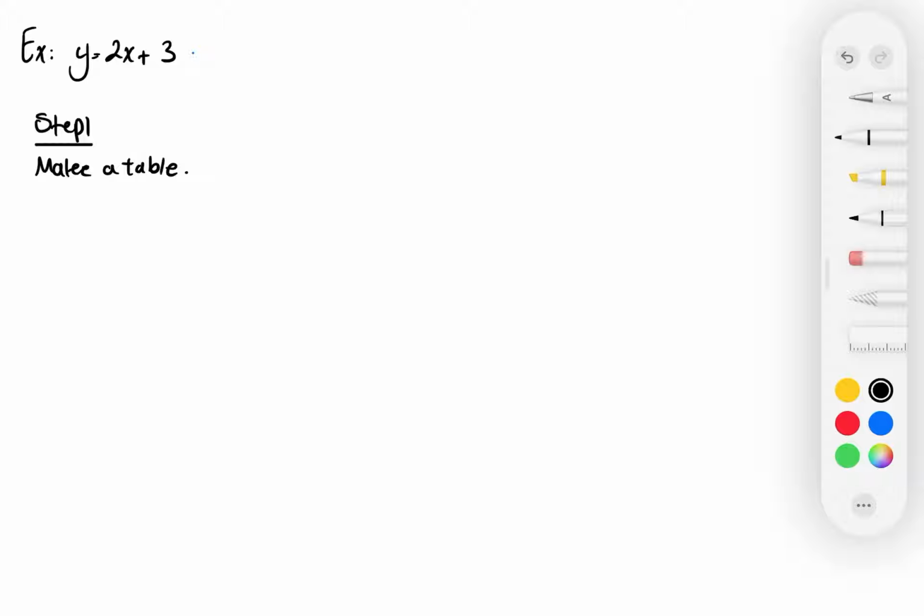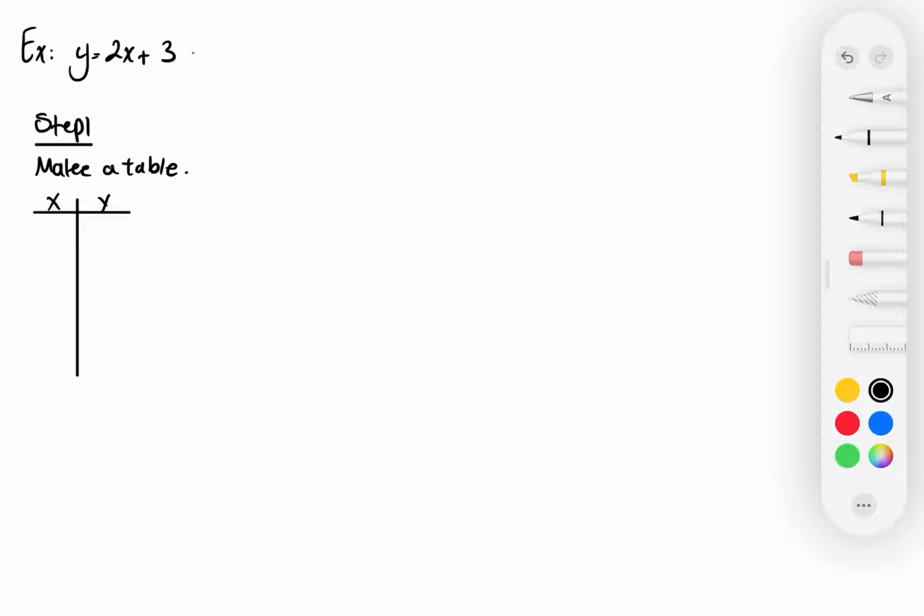Well, making a table is basically just having your x and y coordinates or basically values in a table. So on the left side, I'm going to put the x values, on the right, the y values. I'm going to start with 0. And you might be asking why 0?